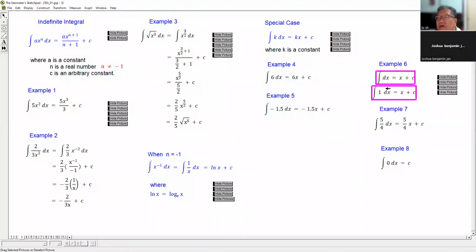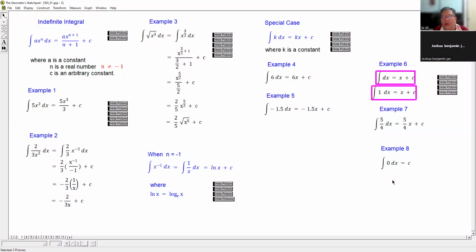This one is important. No number means 1. Integrate 1 becomes x. Let's say if you integrate 5 over 4, it becomes 5 over 4 x plus c. Integrate 0, then the answer is c. But they seldom show this integrate 0. The integrate 0 is always there, so you always add the c. The c comes from integrate 0.